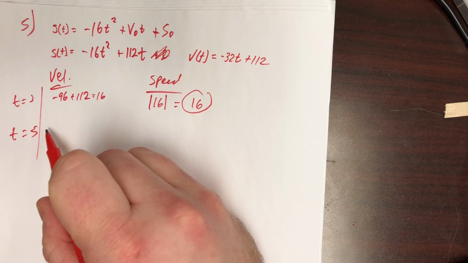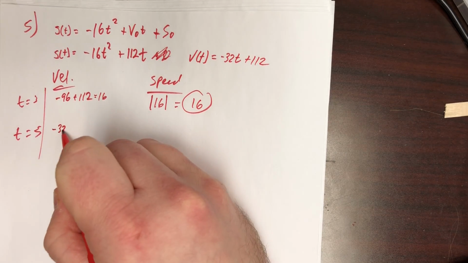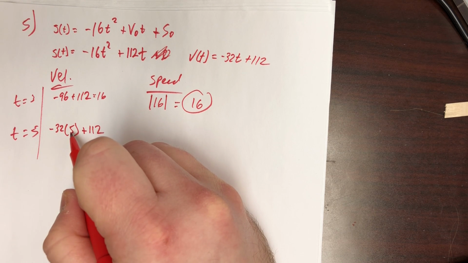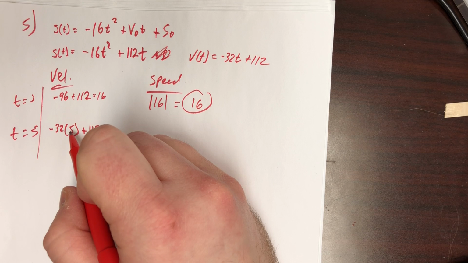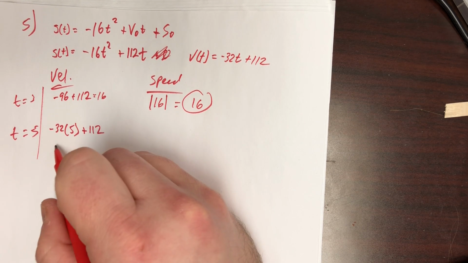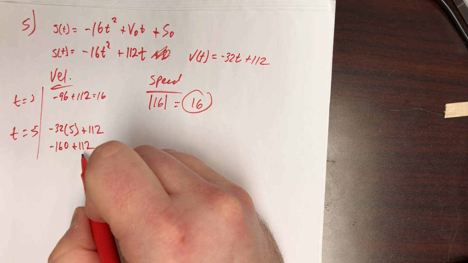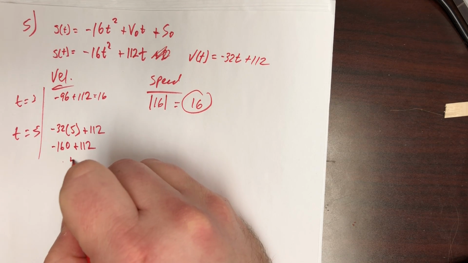Same thing, negative 32 times 5, and then add 112 to it. All right, 32 times 5. Well, this is 30 and it's 2. So 30 times 5 is 150. 2 times 5 is 10. So that's 160. So negative 160 plus 112. So what is that? 48. But it's negative.